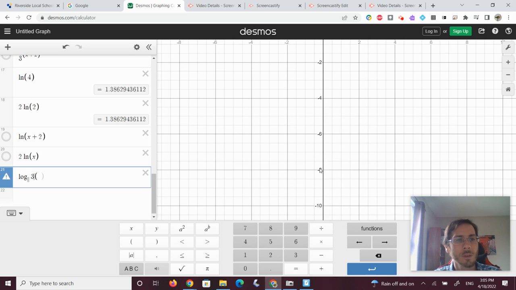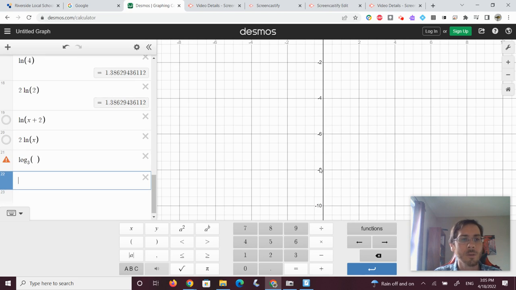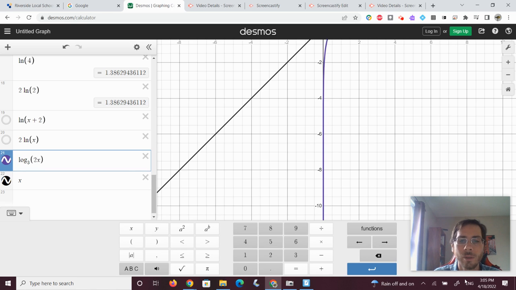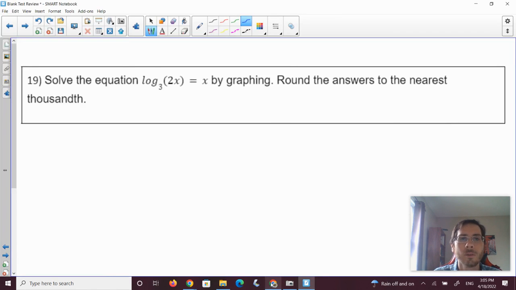Log base 3. Oops, I missed my little base. I kind of forget what that was. I want to say it was 2x. Let's see what it actually was. Log base 3 of 2x equals x.